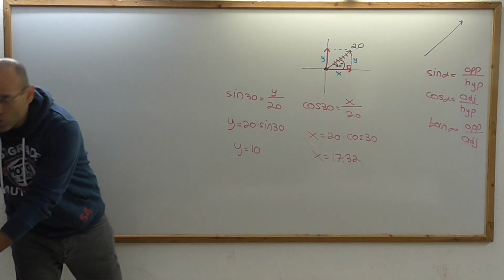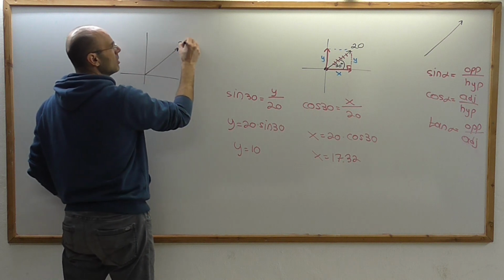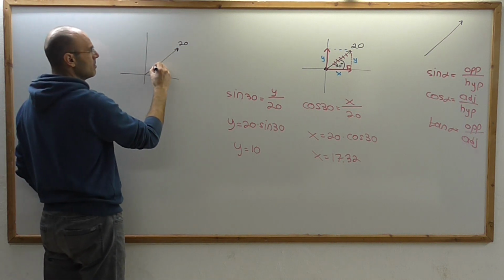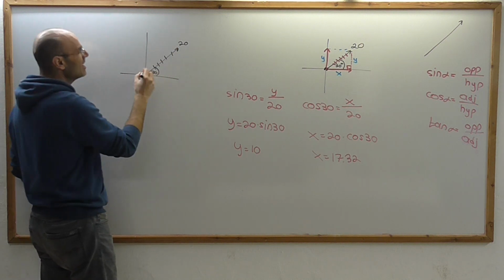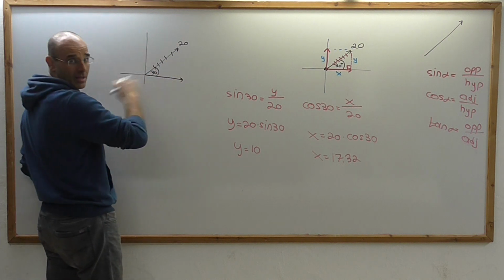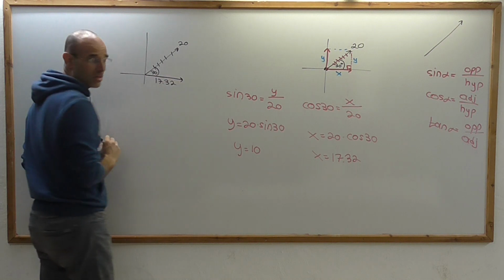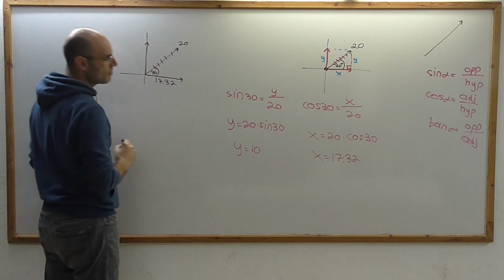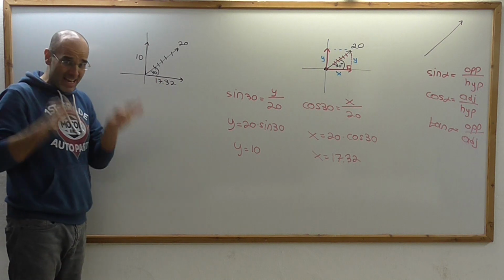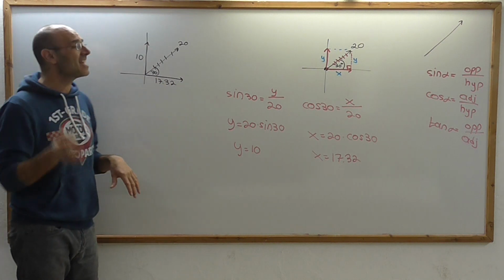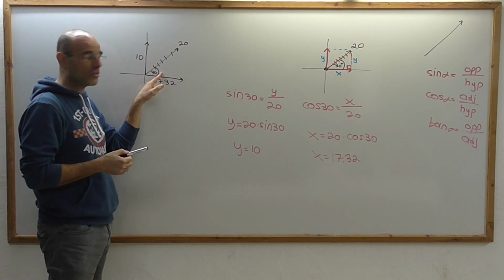So what's our conclusion? Instead of pulling the ball with a force of 20 at an angle of 30 degrees, I can cancel it and pull it here to the right with a force of 17.32 and upwards with a force of 10. So if I do this and this simultaneously, the ball will feel exactly the same as if someone pulled it with 20 in this direction.